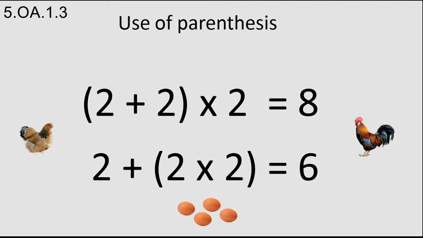Let me tell you a story about hens, roosters, and eggs, and about how the parentheses can change the value of an expression. First expression we have is 2 plus 2, everything multiplied by 2. 4 times 2, it's 8. The second one, 2 times 2, it's 4, plus 2, it's 6. Let's solve the first one and see what it is in real life.